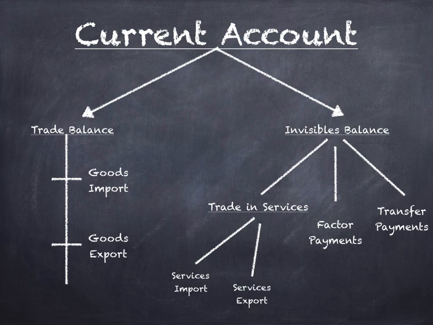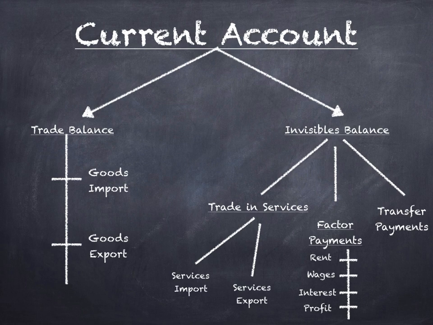Then the other constituent of invisibles balance would be factor payments. Now, what are factor payments? You must have heard about these factor payments: rent, wages, interest, profit. You get rent on land. You earn wages for your work, for your job. You earn interest on a loan. You earn profit on your business. Now, all these transactions, all these factor payments, all these incomes are considered part of factor payments, and factor payments are considered a part of invisibles balance.